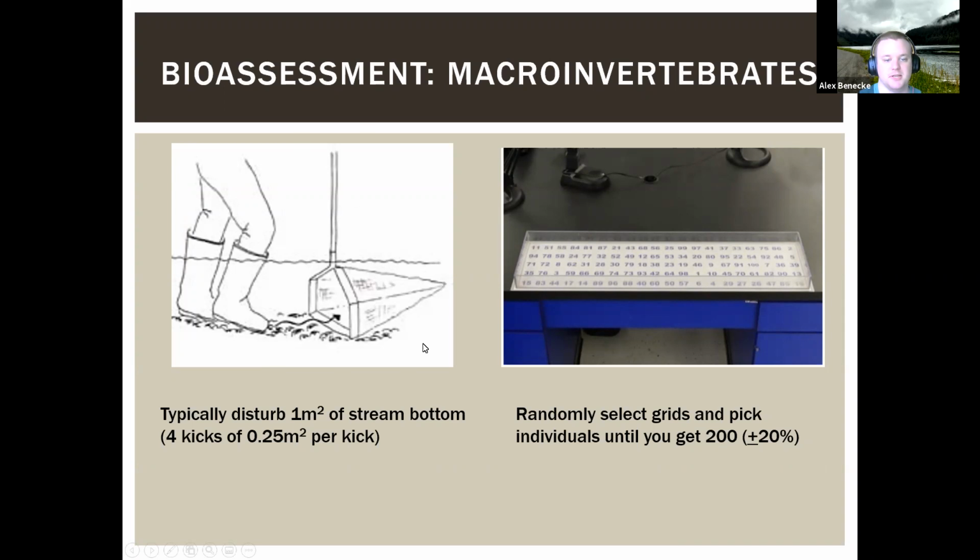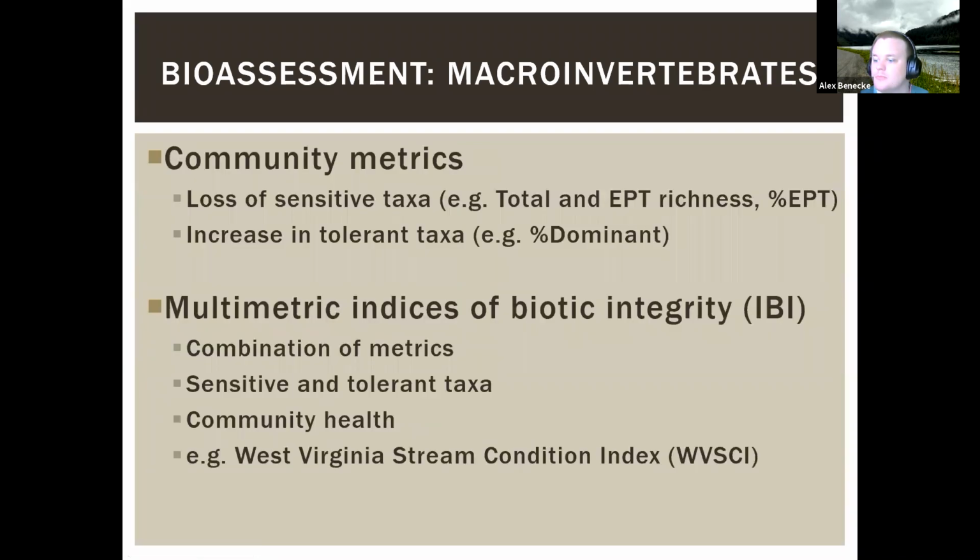And then you can take that and lay it out in a tray, and you pick a few numbers randomly and you subsample it. So you identify the organisms there. So you do about 20% of these. And I'm not sure if we're doing that in the stream survey or not.